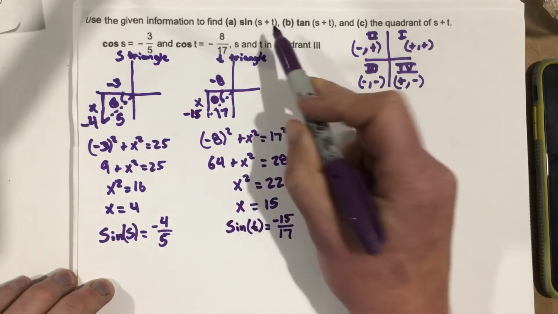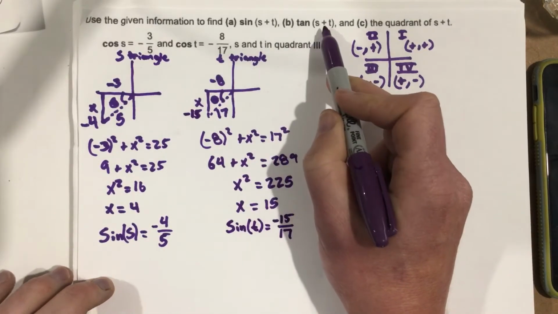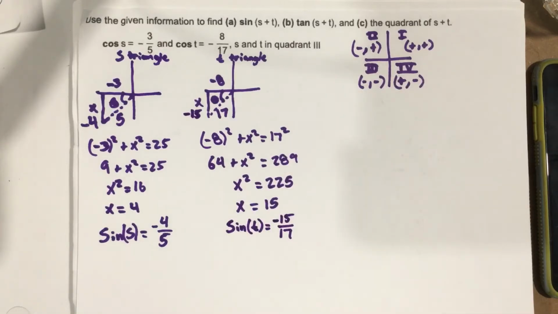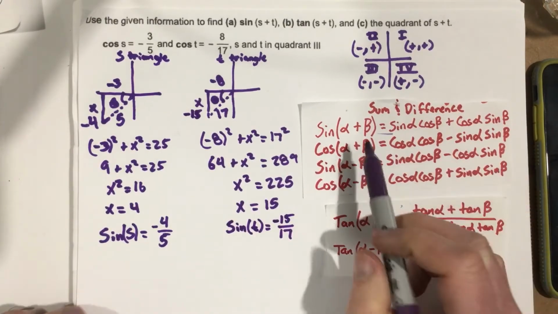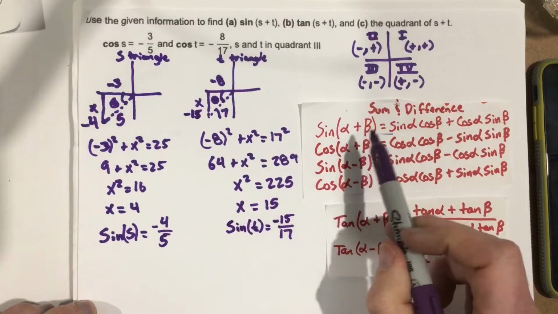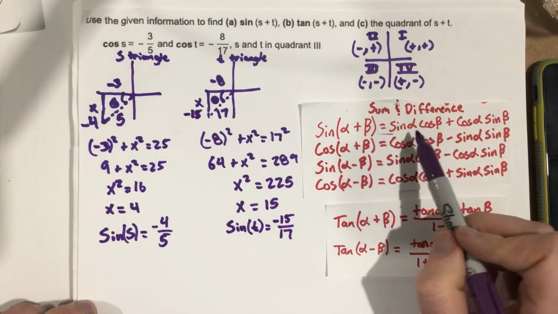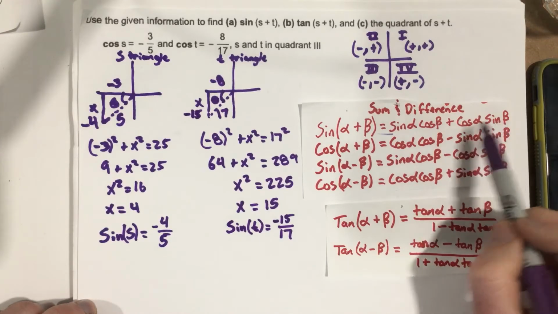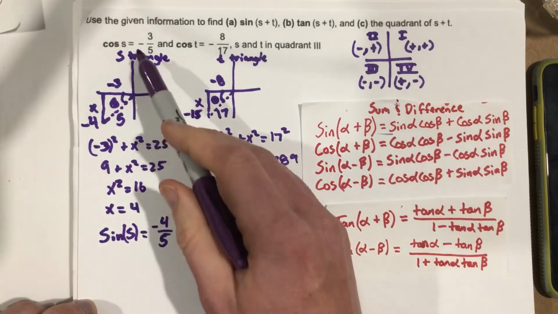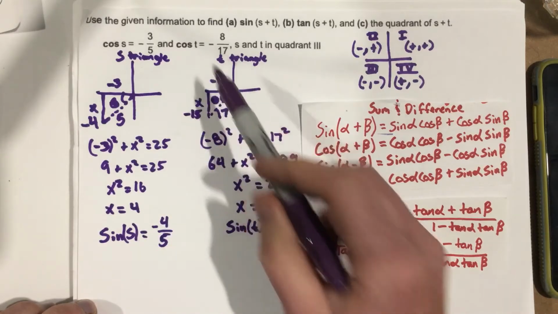Now, they want us to find sine s plus t, but they also want us to find tan s plus t. And if we look at our sum and difference formulas, sine of theta plus beta, this will be s plus t, will be sine s cosine t plus cosine s sine t. So obviously we have what we need. We have cosine s, we have sine s, we have cosine t, and sine t.